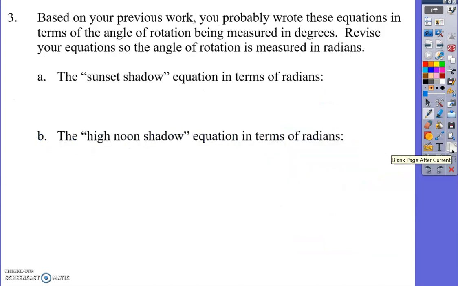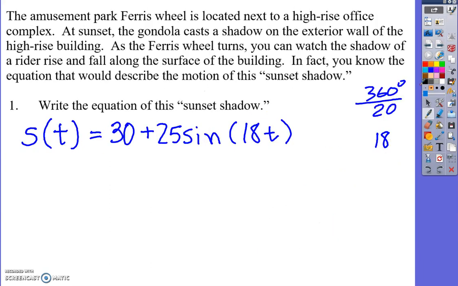Now here's the tricky part. Based on your previous work, you probably wrote these equations in terms of degrees, which we did, because we took 360 and divided it by 20 to get 18t. We want to change it to radians. So what change is going to happen? Looking back at the sunset shadow, the 30, the distance above the ground, has nothing to do with the angle. The 25, the radius, has nothing to do with the angle. The thing that has to do with the angle is this 18. So that is what is changing.